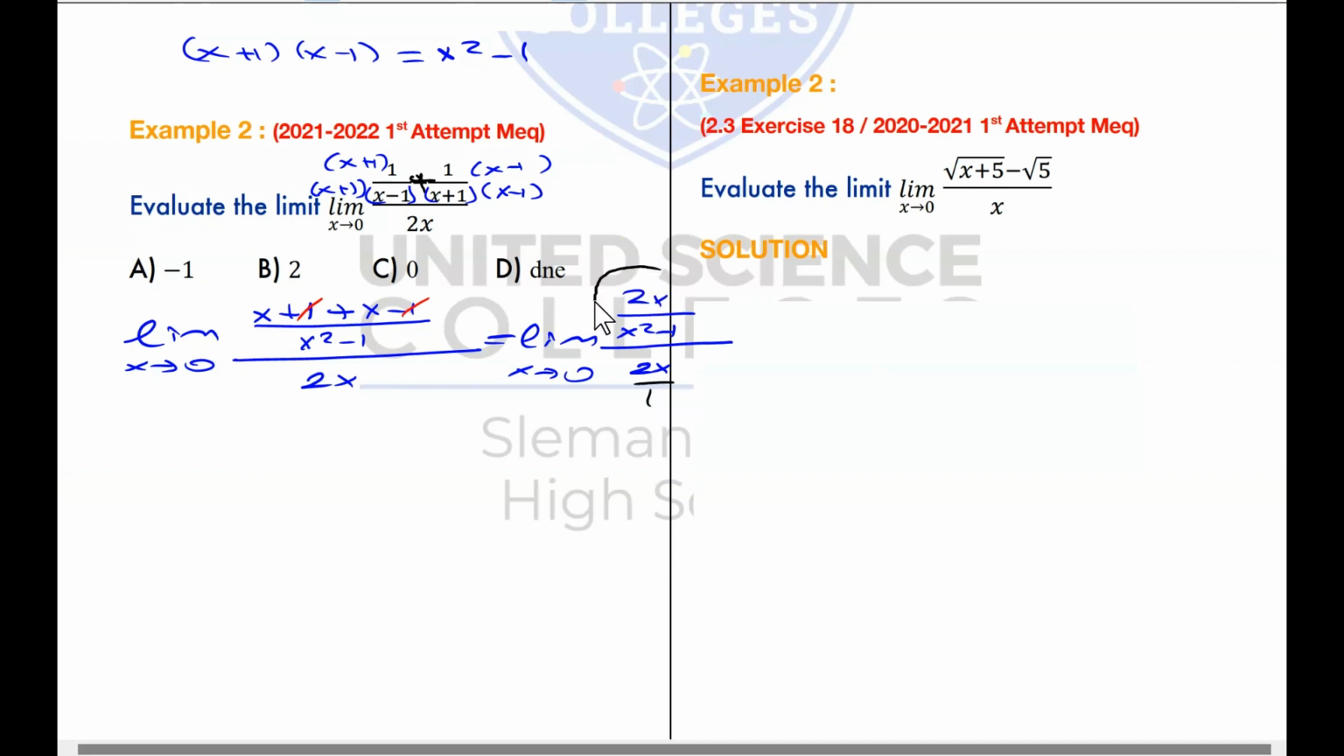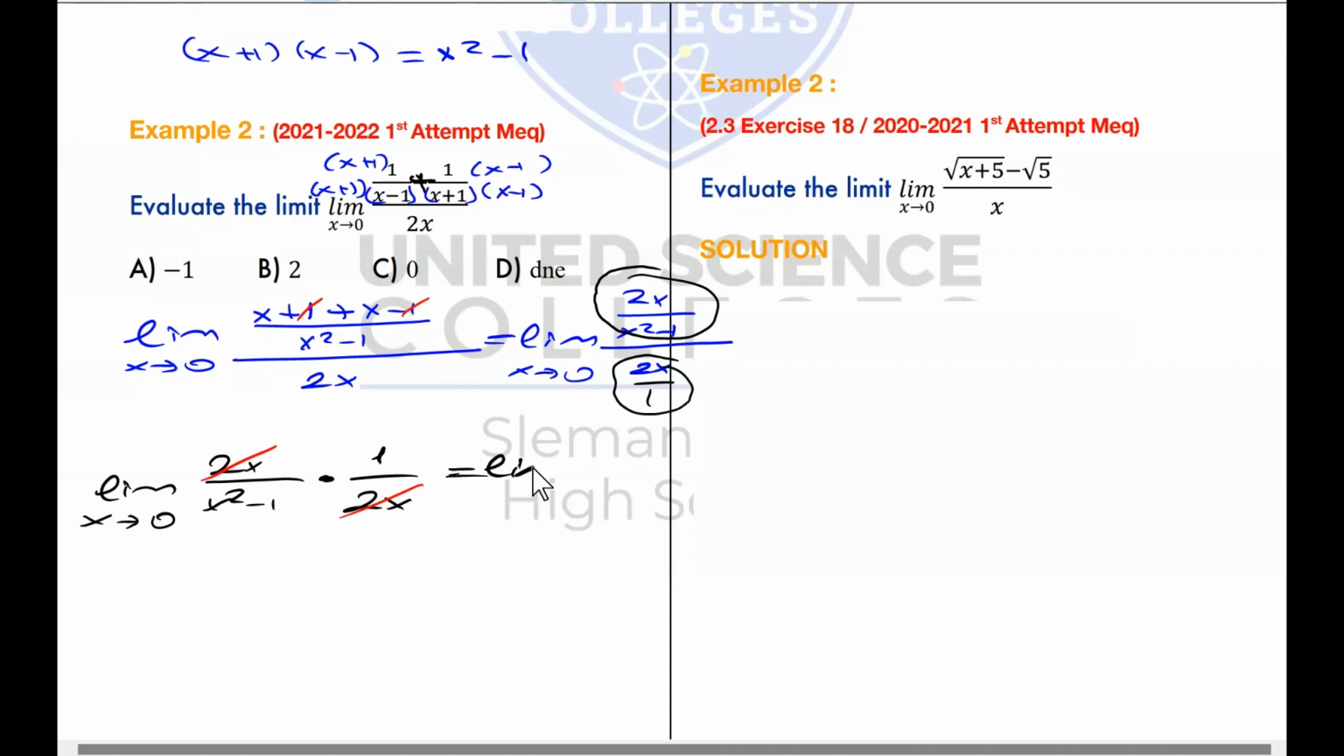By keeping the top fraction and multiplying it by the reciprocal of the bottom fraction. So write this as limit as x approaches 0 of the top fraction, which is 2x over x squared minus 1, multiplied by the reciprocal of the bottom fraction, 1 over 2x. Now, two x's will cancel out each other. I will be left with limit as x approaches 0 of 1 divided by x squared minus 1.